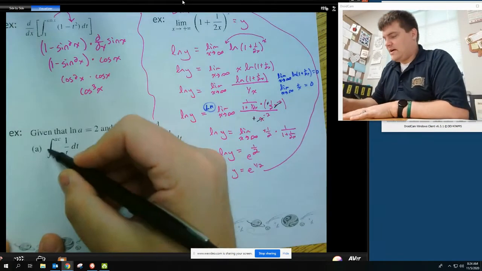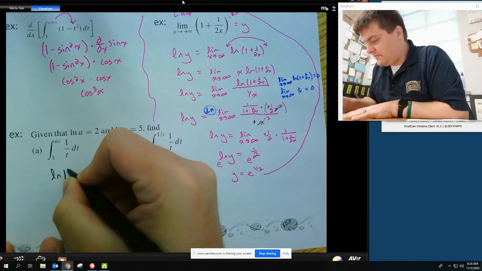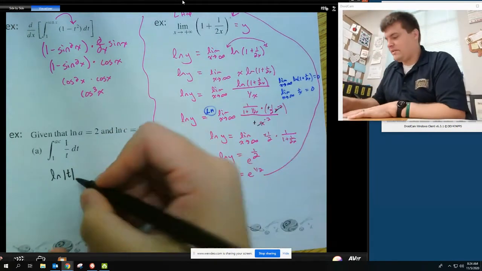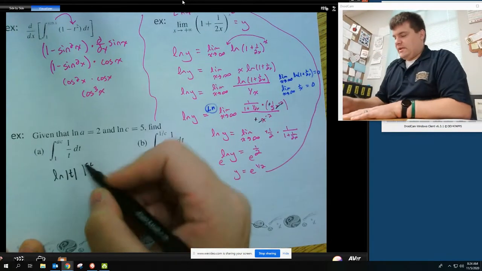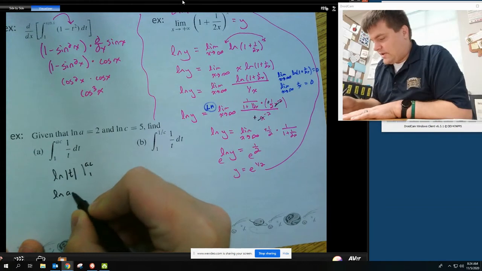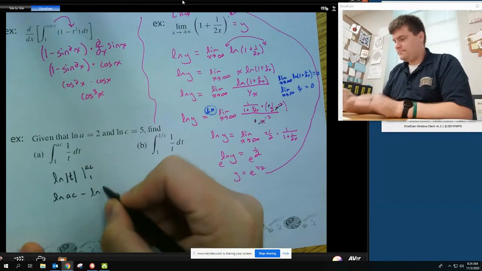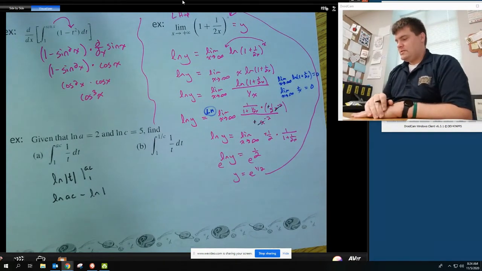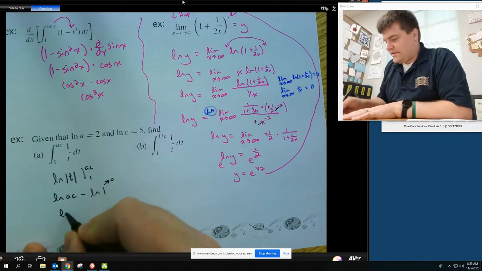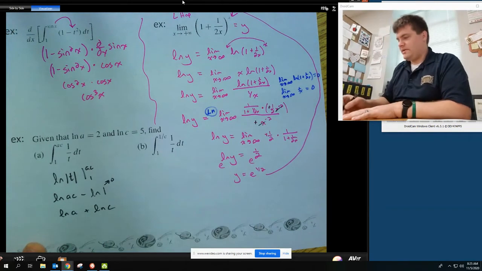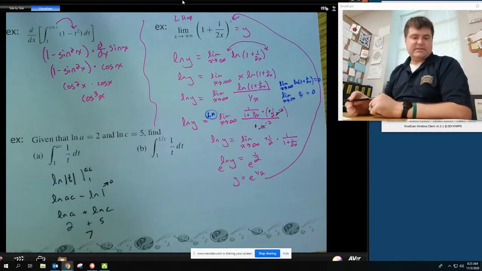Okay, so when I take the antiderivative of 1 over t dt, I'm going to get ln of t, absolute value, of course, because we can't have negative values. We're going to evaluate this from 1 to ac. Plug in the ac, you're going to get ln of ac, okay, minus ln of 1. And then ln of 1 is just 0. And then we have the property of the ln's, where this is ln of a plus ln of c. So ln of a is 2. ln of c is 5. We get an answer of 7. We're good to go.